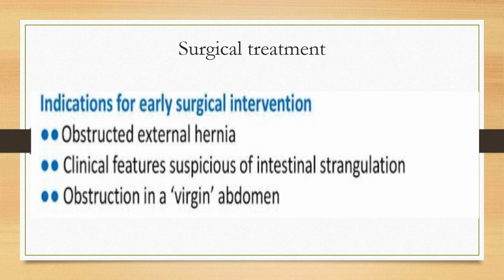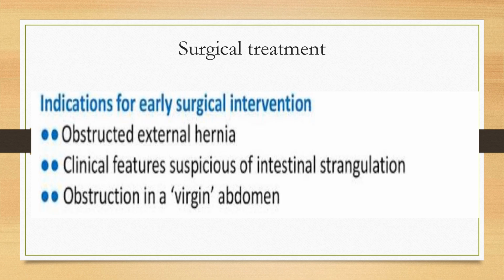Then obstruction in the virgin abdomen is also an indication for early surgical intervention, because when there is a history of previous surgery, we will think of adhesions as a cause of the obstruction, which are usually relieved on conservative treatment. But in the virgin abdomen there is some mechanical cause, so it is better to go for early surgical intervention.